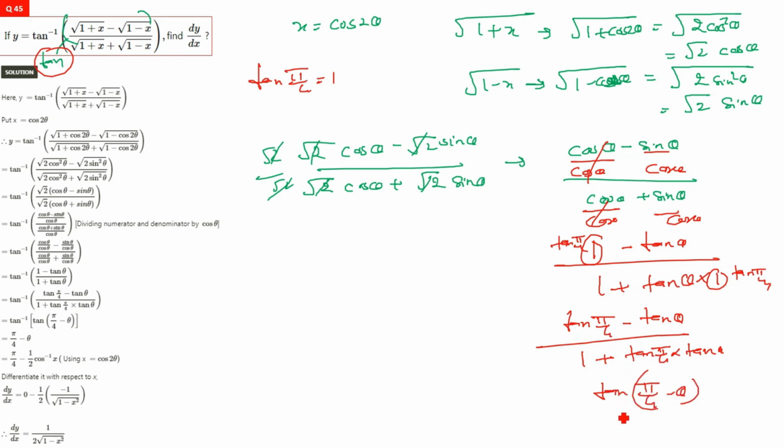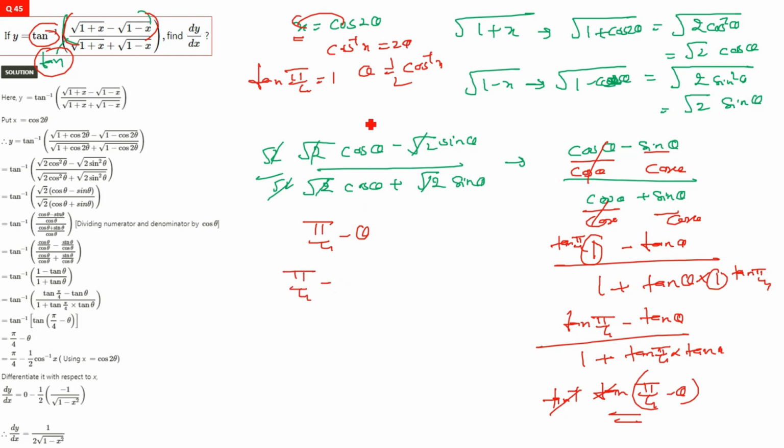Now we have come to tan. We started with this inside thing and we wanted some tan thing to come. And tan inverse is outside. So now we will cancel this tan and tan inverse. And you'll see this pi by 4 minus theta is what we have to differentiate. What is theta here? Cos inverse x is twice theta. So theta will be half of cos inverse x. So essentially pi by 4 minus half of cos inverse x we have to differentiate. Because x was cos 2 theta we placed initially.